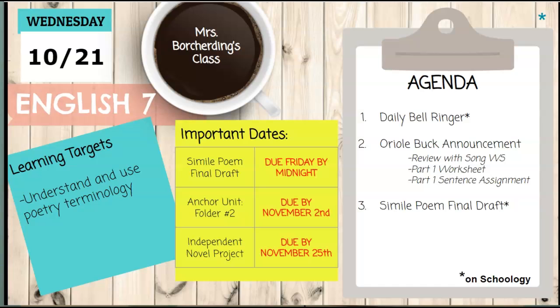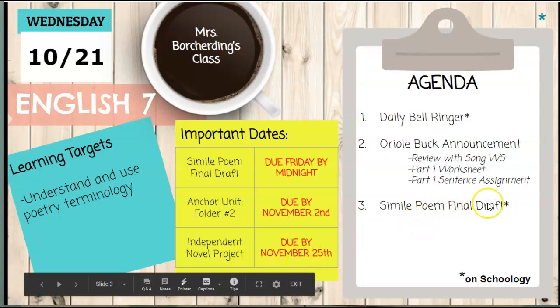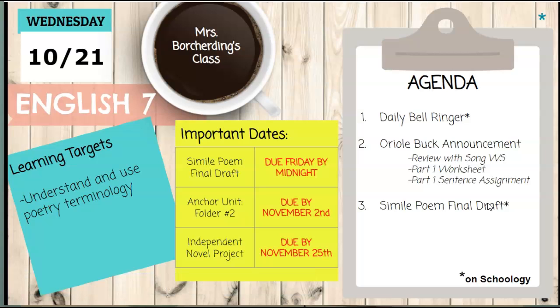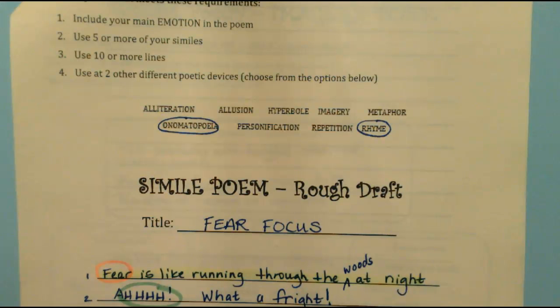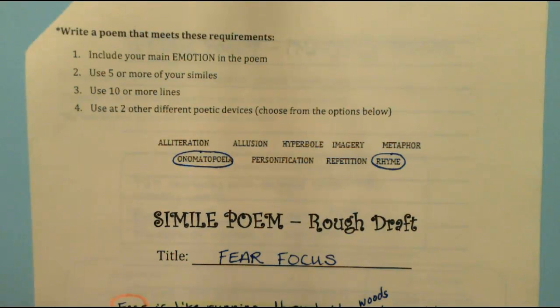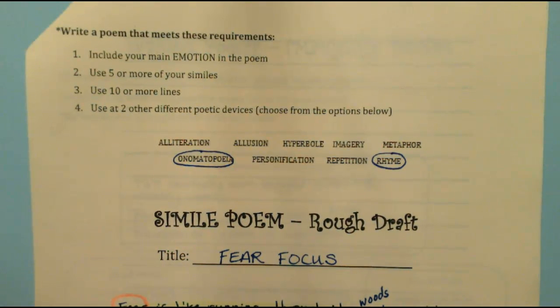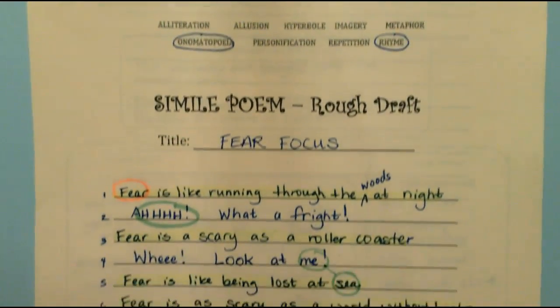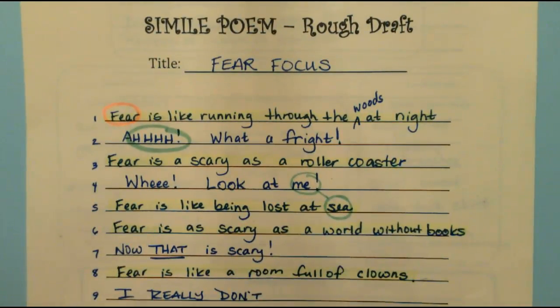We are going to transition into working on our simile poem final draft. This will be based off of the simile poem rough draft that you would have started in your poetry packet number 3. If you completed the previous lesson at home, you would have filled out the first section of your poetry packet number 3 and created a simile poem rough draft.